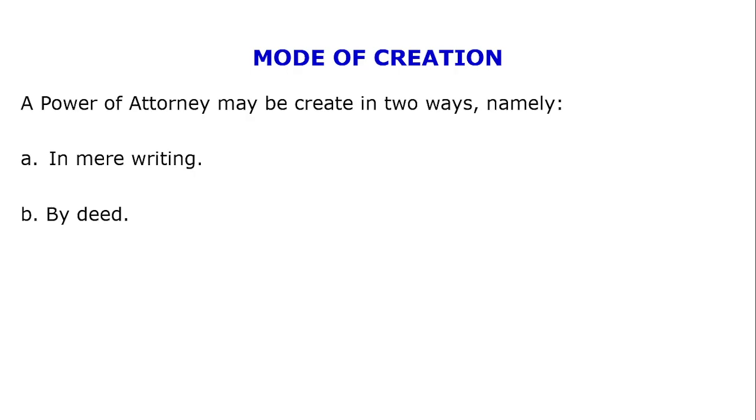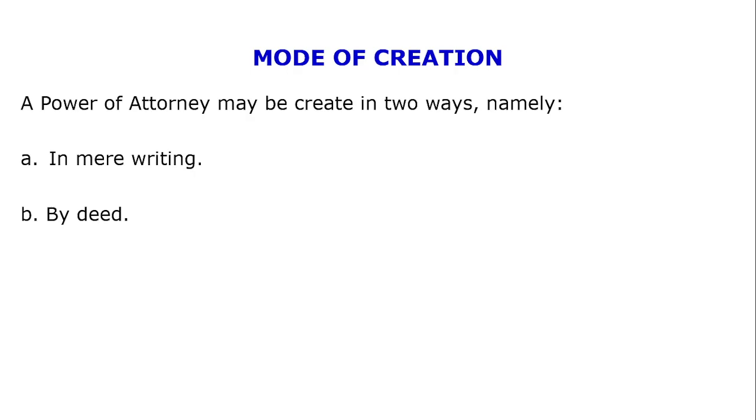A power of attorney made in mere writing can be revoked in mere writing or by way of deed. But a power of attorney made by deed can only be revoked by way of deed. And of course, you simply prepare a deed of revocation to revoke that specific power or the entire power of attorney granted to the donee.